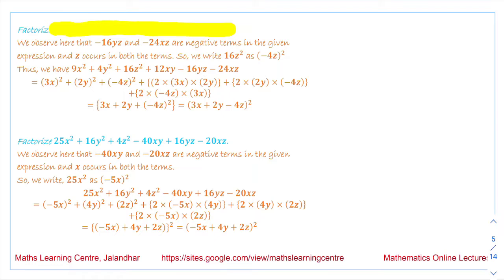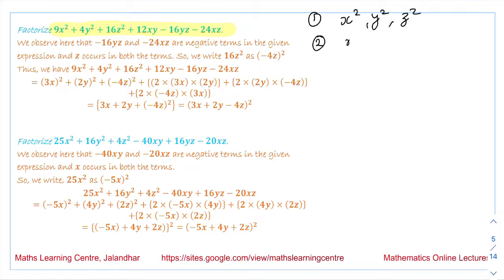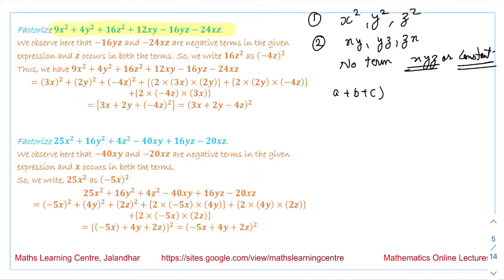The first thing we notice is that it has the terms x square, y square and z square. Second, it has the terms xy, yz and zx, and no term of x, y, z or any constant. So we can see that this is similar to a formula like a plus b plus c whole square, which is a square plus b square plus c square plus 2ab plus 2bc plus 2ca.